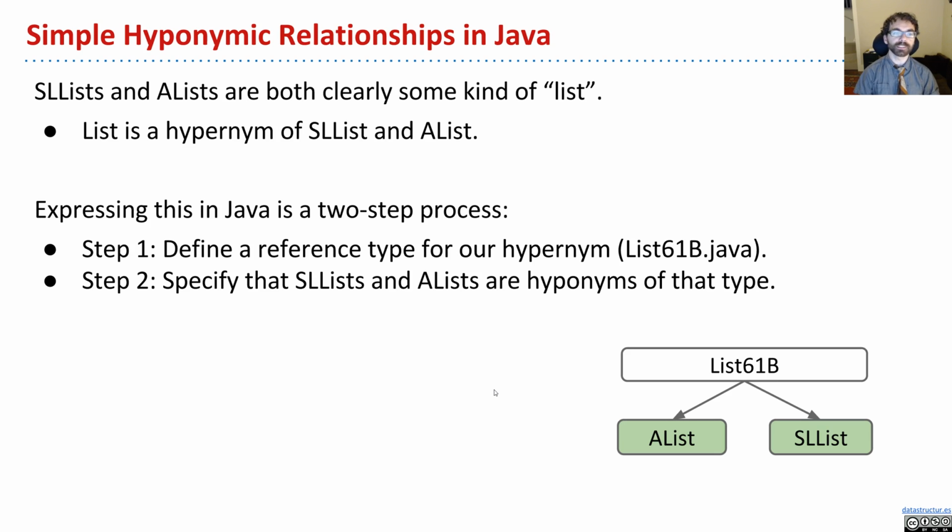Okay, so what does that mean for us in Java? Well, S-lists and A-lists are both clearly some kind of a list. So we might say that list is a hypernym of S-list and A-list. Okay? So we can actually express this formally in the Java programming language by creating what we'll call a reference type, an interface, which is a reference type, just like any other type we've created.